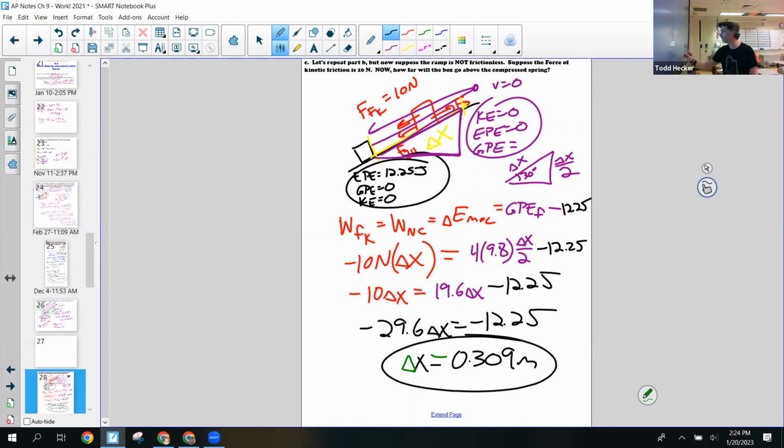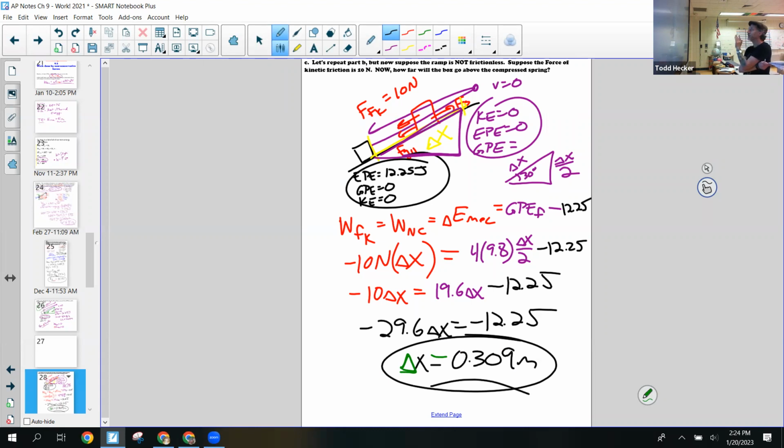All right. So that's how far it'll slide. So it doesn't get quite as far, right? In fact, the spring doesn't even completely uncompress because the force of friction is so big.